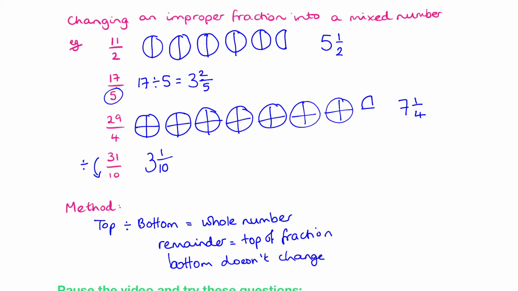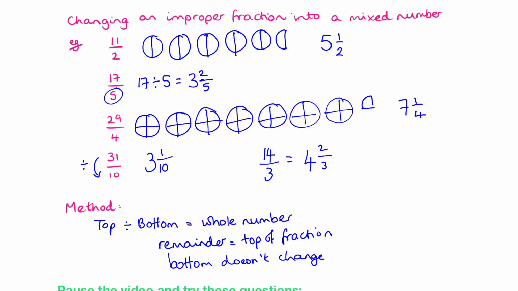Okay, so top divided by bottom, one little more practice, we're going to do 14 over 3. So we'll follow our method here. We're going to do top divided by bottom. 14 divided by 3. How many 3s are in 14? There are 4 3s in 14. And 4 3s are 12, so we've got a remainder 2. And the bottom of the fraction doesn't change. So 14 over 3 is exactly the same size as 4 2/3.